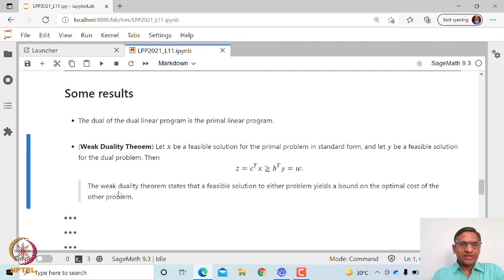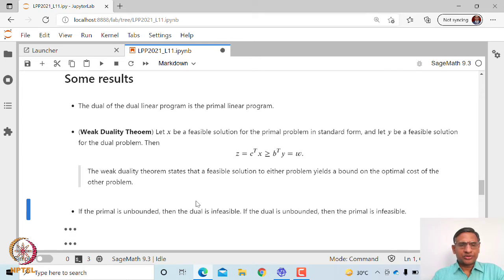So in particular, this weak duality theorem says that a feasible solution to either problem yields a bound on the optimal cost. Remember, when we write the dual, in the primal you have cost coefficients and the design variables, and the roles get reversed. Therefore, this gives you a bound. Every feasible solution of the primal and dual is related by this relation, so it provides a bound for either. That's the first observation.